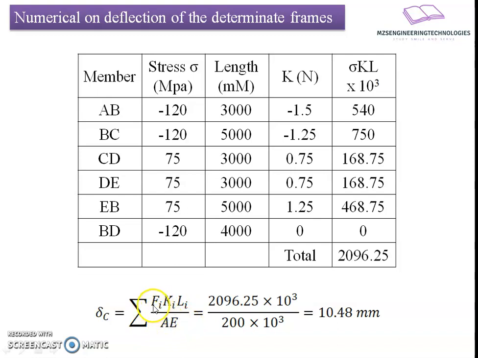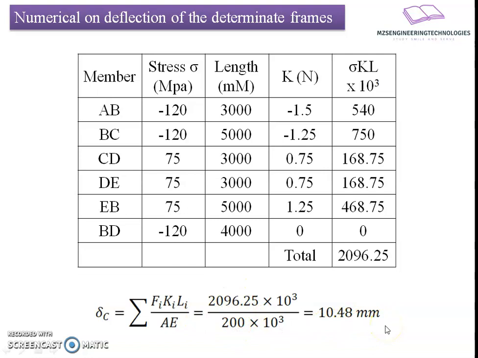So we have replaced F_i by A with reference to sigma. What remains here? Only E. So what I have done here, I have divided it by the value of E, which was given in terms of kilonewton per mm square. So it was 200 kilonewton per mm square. I have converted that into Newton, 200 into 10 raised to 3. The 10 raised to 3 terms may get cancelled here. What remains? The ratio comes to be 10.48 mm.